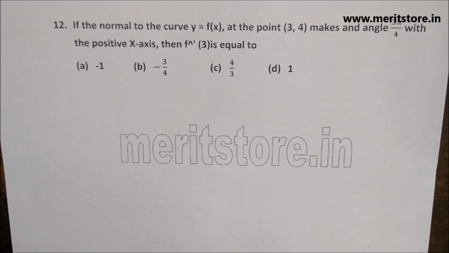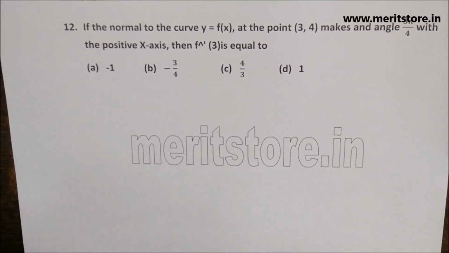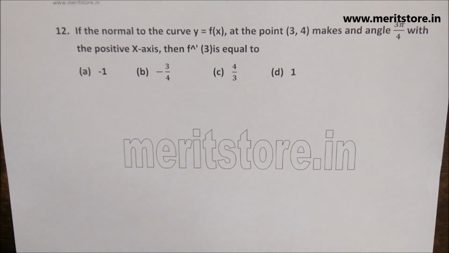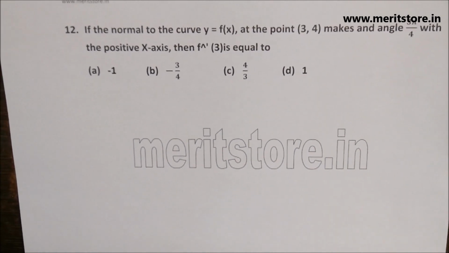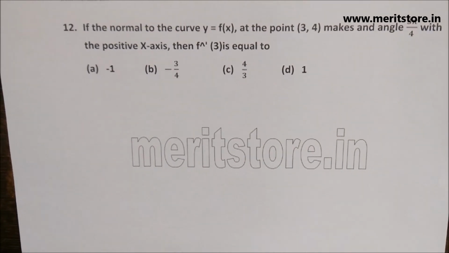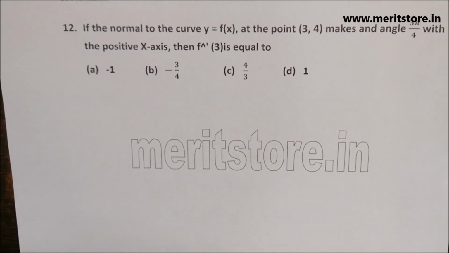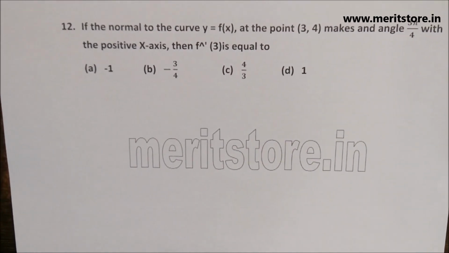12. If the normal to the curve y equal to f(x) at point (3, 4) makes an angle of 3 pi by 4 with the positive x-axis, then f dash of 3 is equal to option A minus 1, option B minus 3 by 4, option C 4 by 3, option D 1.